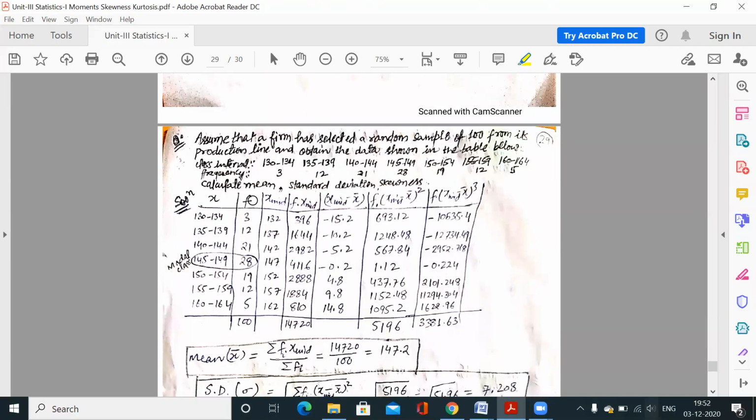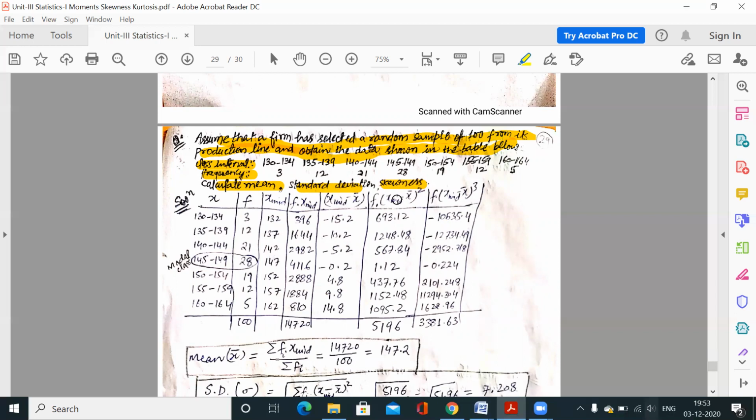So again, one more question. Assume that a firm has selected a random sample of 100 items from its production line and obtained the data shown in the table below. So these are the class intervals. These are the corresponding frequencies, x and f. Calculate mean, standard deviation, and skewness. So now we have to calculate skewness.